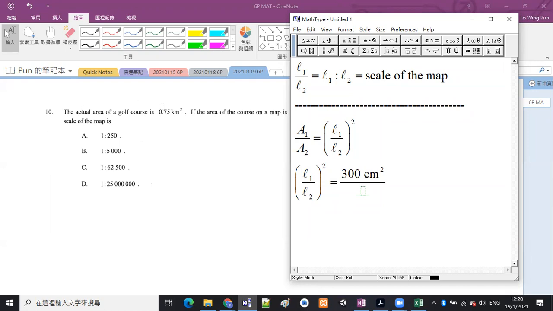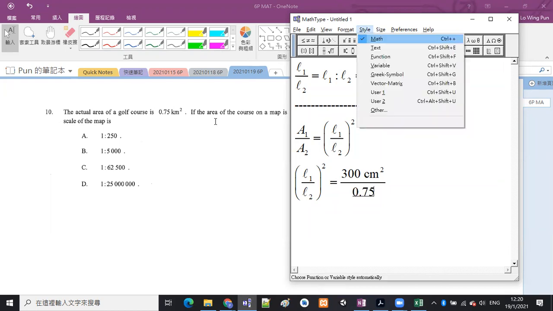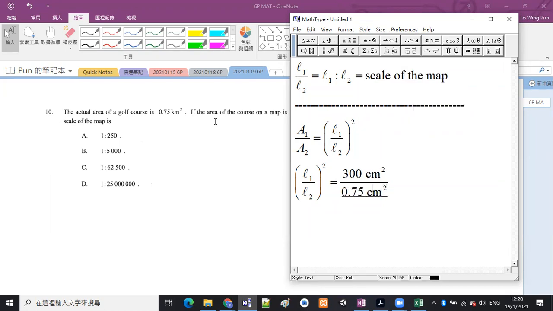The actual area is 0.75 km square. Sorry, it's km square. One area is km square. The other area is cm square.